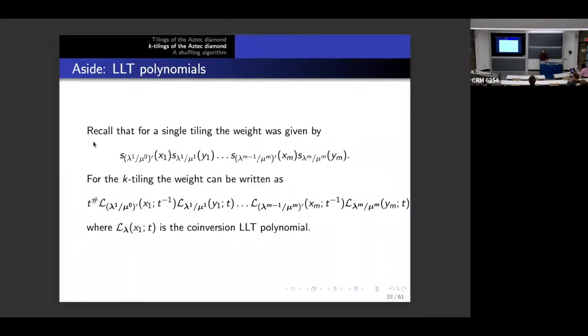Okay, so this is just what I said. For these K-tilings, the weight of a tiling is given by a product of certain things called co-inversion LLT polynomials. Originally we were studying a vertex model for these polynomials, and that's where our vertex model came from, which we then use to construct the tilings.